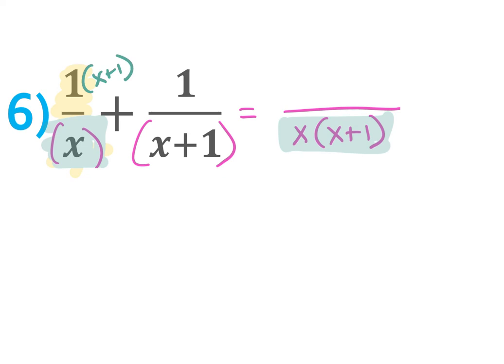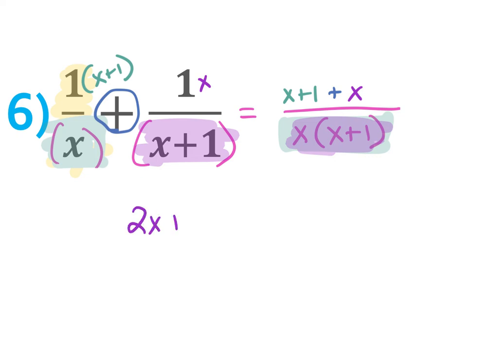So 1 times x plus 1 is x plus 1. Then I take the sign from the middle, which is plus. And I repeat that process for the second fraction. What is missing from x plus 1 to my least common denominator, x? So I just multiply 1 times it. And now I combine my like terms in my numerator, which would be 2x plus 1 over x times x plus 1.